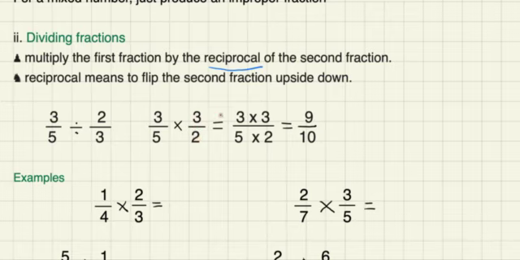And then all you do is what we did above. We just multiply these together. So 3 and 3, 5 and 2. Multiply these values together. So 3 times 3 is 9. 5 times 2 is 10. And so that's the product of those. Can this be simplified? No, it can't. So that's the final answer.